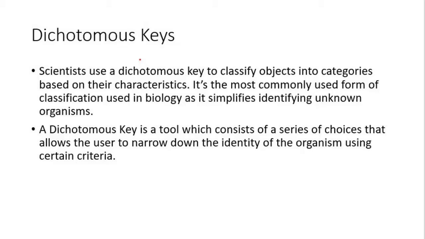Your book says it is a key based on a series of choices between alternating characteristics. So it's basically a yes-no flow chart. It helps you classify organisms into categories based on their characteristics. It consists of a series of choices that allows you to narrow down what an organism is using certain criteria.